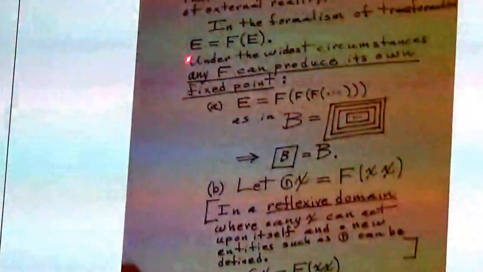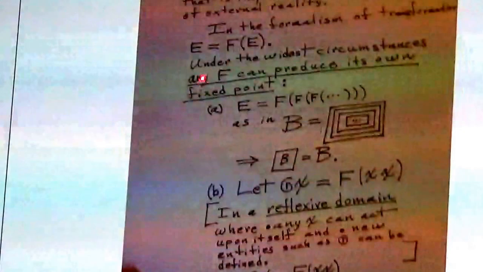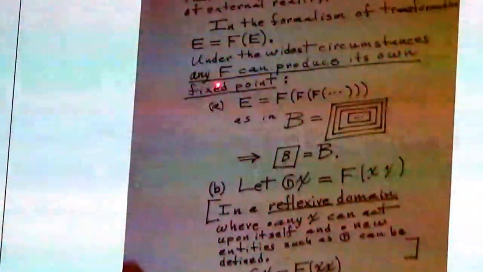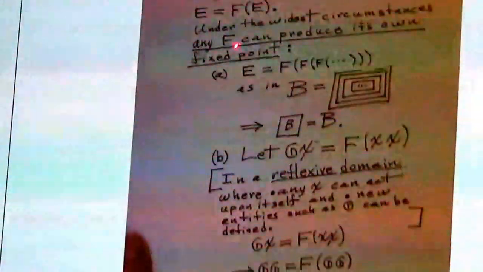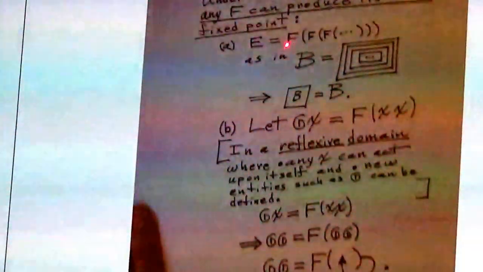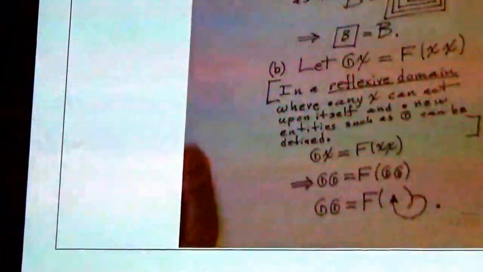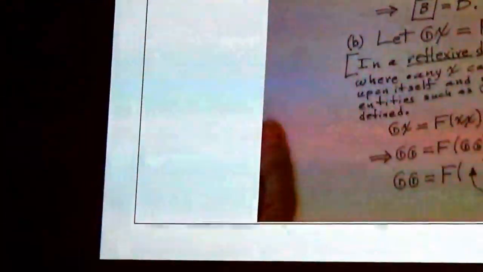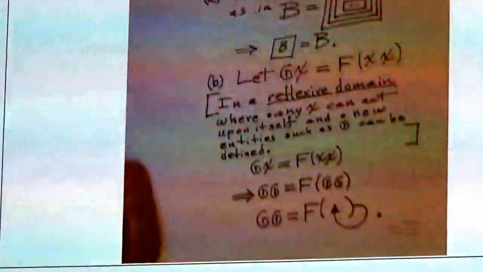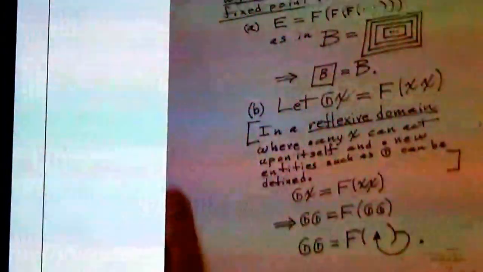In the formalism of a transformation, E is equal to f of E. And under the widest circumstances, any f can produce its own fixed point. This is a very wide circumstance. I could make a fixed point for f by simply iterating f on itself forever, whatever that would mean, and then you do one more f and you get E back, as in a nest of boxes, and I put one more box around it and it doesn't change. That's one way, in the most widest of circumstances, to get a fixed point.